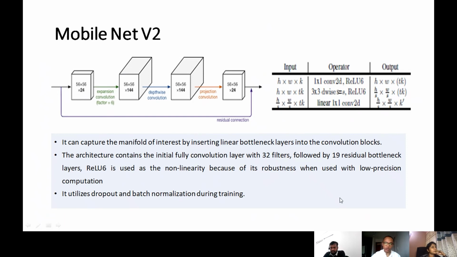So MobileNet v2 will actually go with 32 filters followed by 19 residual bottlenecks. 32 filters means that we are taking 3 cross 3 and 1 cross 1 frames. These 3 cross 3 and 1 cross 1 frames are called filters. We will have 32 filters followed by 19 residual blocks. So this is one residual block, and such 19 residual blocks are there in this MobileNet, which imposes parameter reduction in a very profound manner.